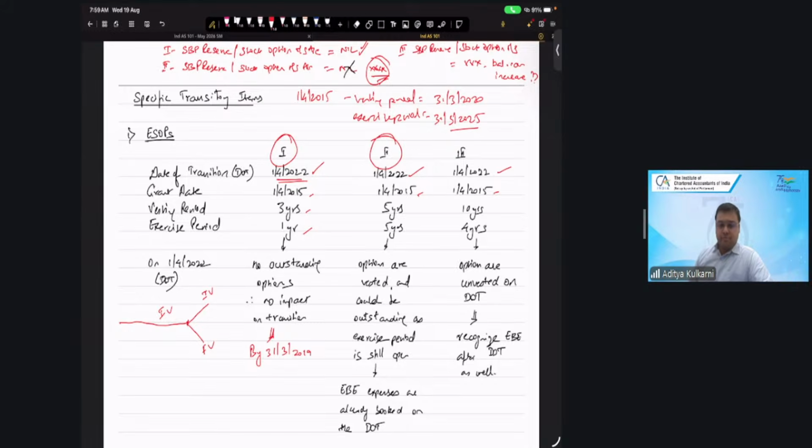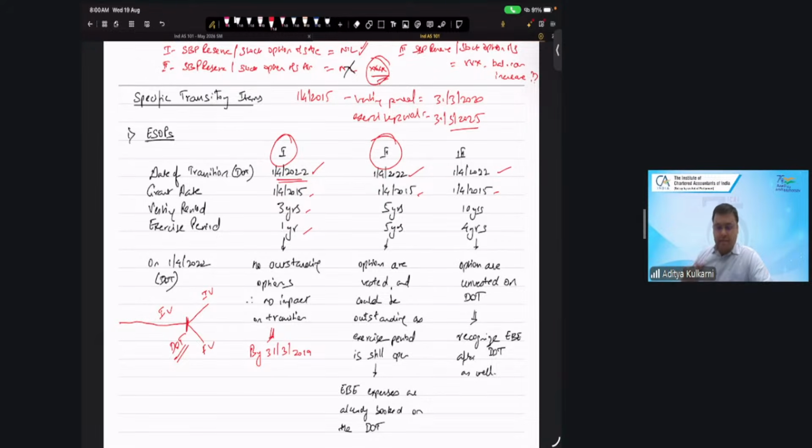What do you think should be the accounting treatment? Should I change this to fair value or should I keep intrinsic value? Think logically. I'm not asking about the standard. I'm just asking, should it be fair value or should it be intrinsic value? On the date of transition, this fork is the date of transition. It should be fair value. Yes. If Ind AS 101 was not there, you would mandatorily require to restate this to fair value.